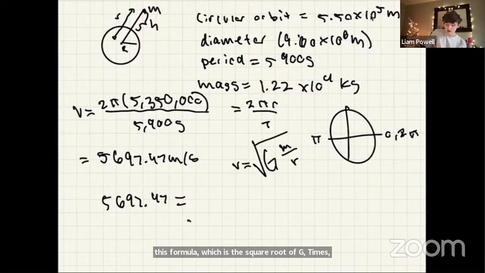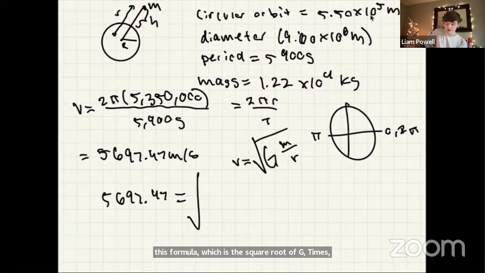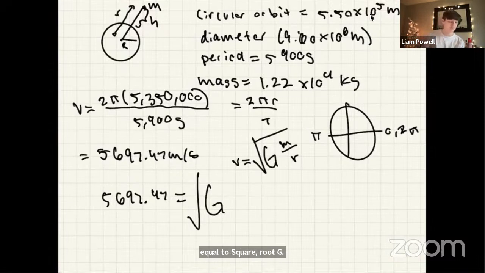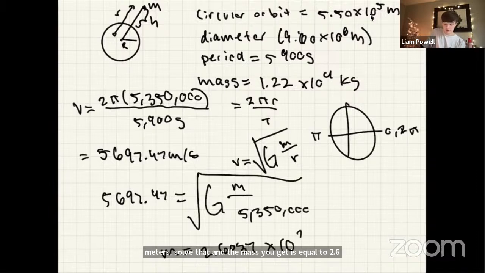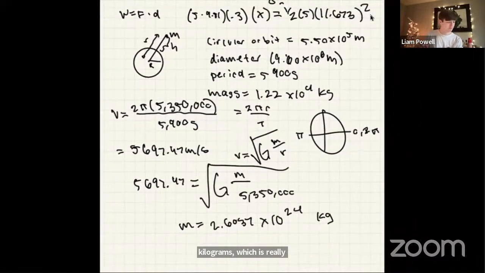That is equal to the square root of G, which is that incredibly small number, 6.6 times 10 to the negative 11th power, times the mass, which we're looking for, over 5,350,000 meters. Solve that, and the mass you get is equal to 2.6037 times 10 to the 24th kilograms, which is really big, almost as big as Joe Mama.